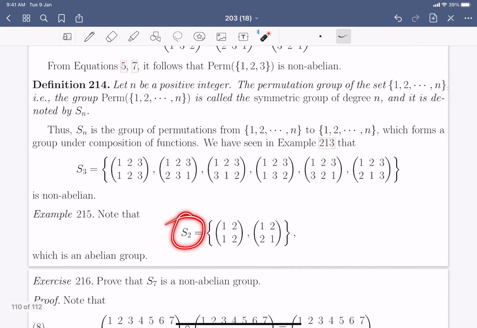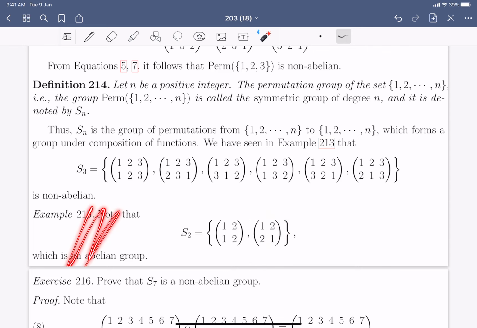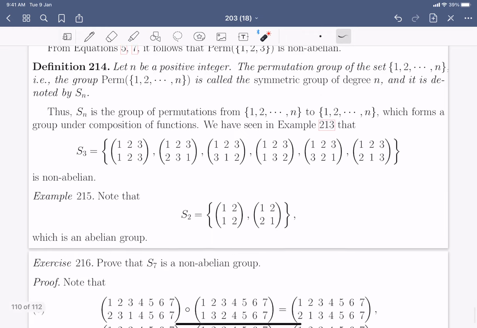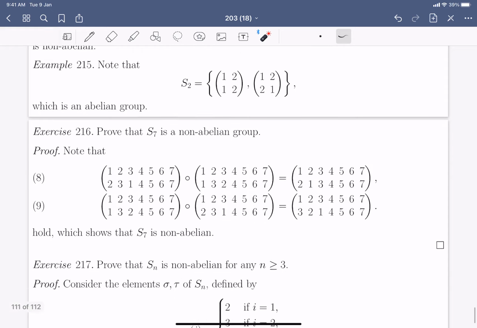If you work on S2, that is, if you are interested in understanding the bijections from the set 1 to 2 to itself, then there are only two such bijections. One is the quote-unquote identity, which sends 1 to 1 and 2 to 2, and the other one swaps 1 and 2, that is, it sends 1 to 2 and 2 to 1. It is straightforward to see that this is an abelian group. You also know that any group of order p has to be abelian, right? Okay, great.